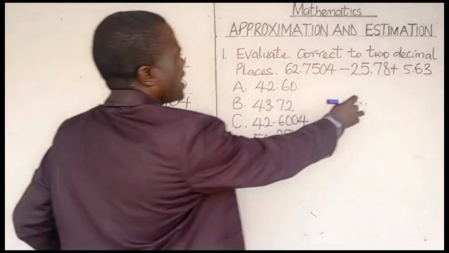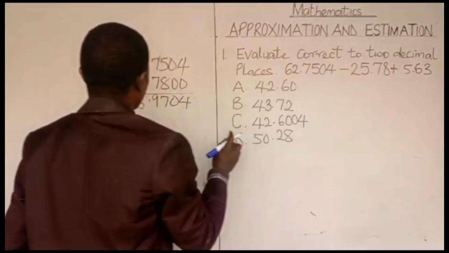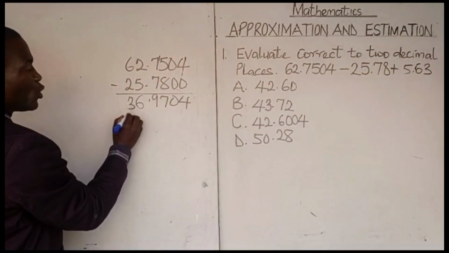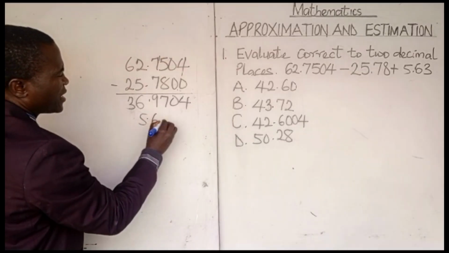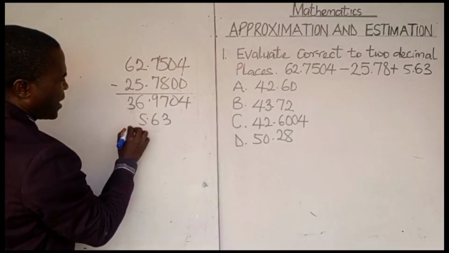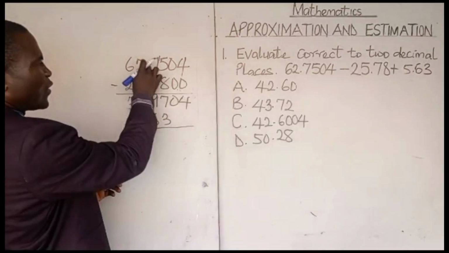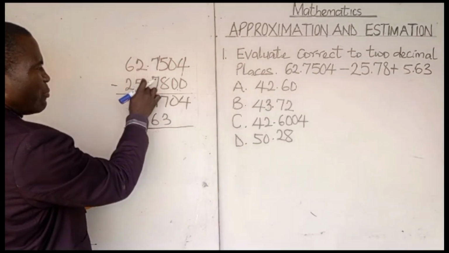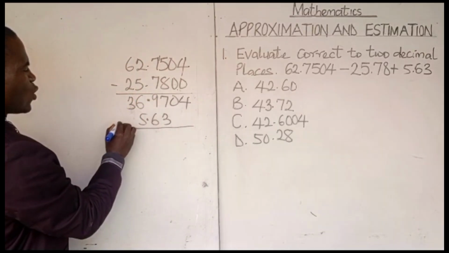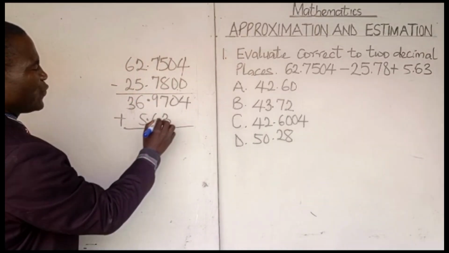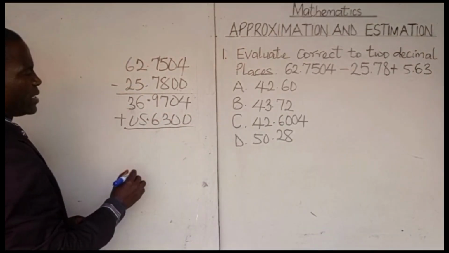Then we are going to look at the next one, which is 5.63. We are to add 5.63 to that figure. See the pattern of the arrangement. You must make sure that the decimal points follow each other. So here is this. We are to add this one. If you want to add, you are going to fill all these other places too.